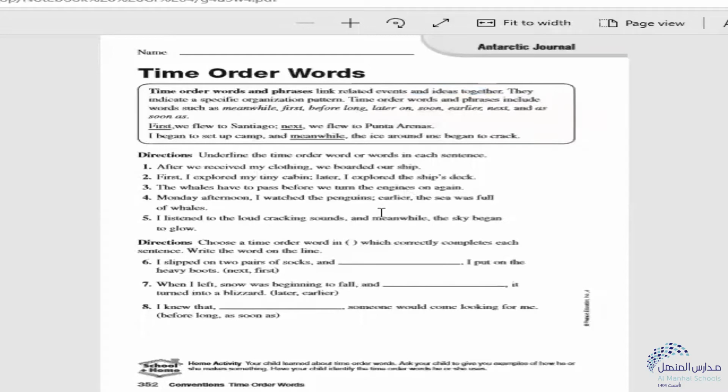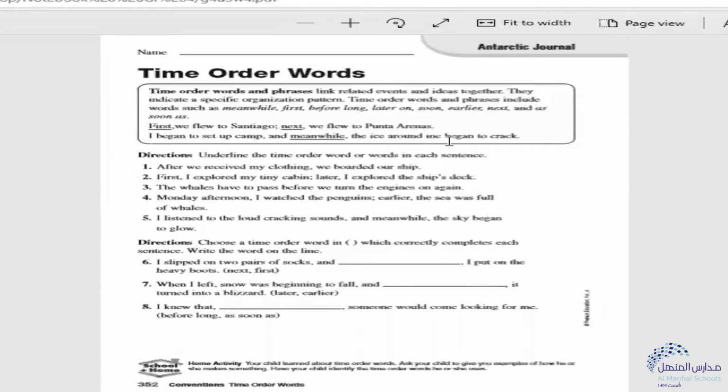Time order words and phrases include words such as meanwhile, first, before long, later on, soon, earlier, next, and as soon as. So time order words basically means words that are used to arrange events from start to finish. And these words, like I've mentioned, can be first, before long, later on, soon, earlier, next, etc.